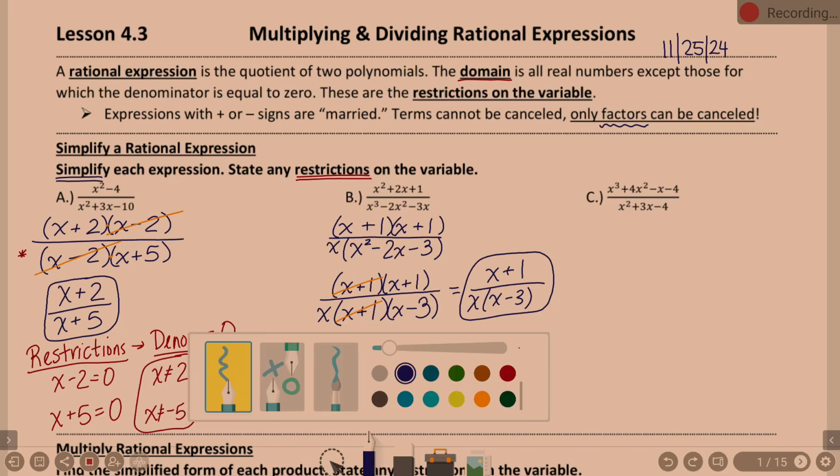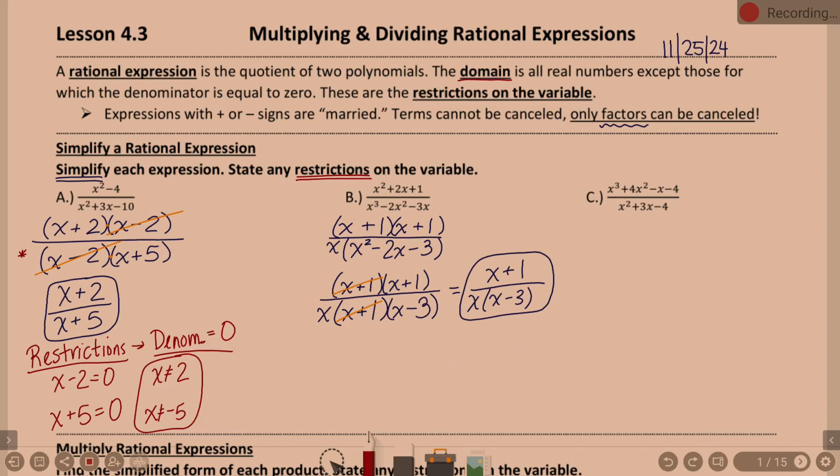Now, we can't move on to this problem yet because we have to find the restrictions. What's going to cause a denominator problem? Okay, remind me, how do I find my restrictions? Okay, restrictions. We're going to set our denominator equal to 0.